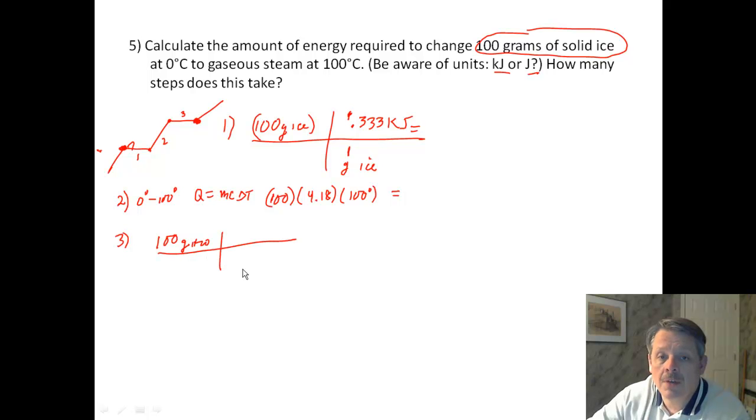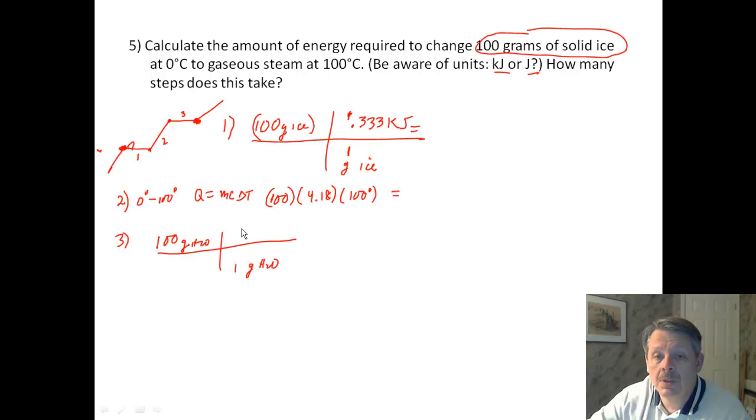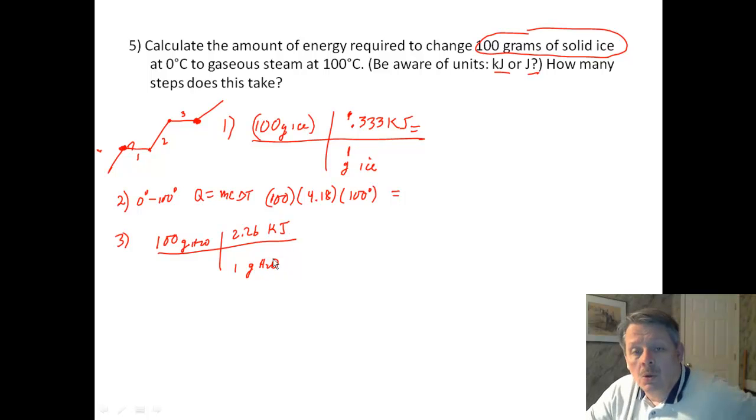And what do I have to do? Well, I have to convert from 1 gram of water. And how much energy does it take to boil 1 gram of water? Well, I go back to my trusty chart, and my heat of vaporization says it takes 2.26 kilojoules to boil 1 gram of water.